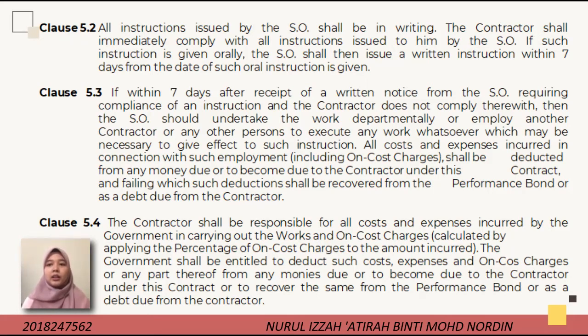All costs and expense incurred in connection with such employment, including on-cost charge, shall be deducted from any money due or to become due to the contractor under this contract, and failing which such deduction shall be recovered from the performance bond or as a debt due from the contractor. The contractor shall be responsible for all costs and expense incurred by the government in carrying out the works, and on-cost charge shall be calculated by applying the percentage of on-cost charge to the amount incurred. The government shall be entitled to deduct such costs, expense and on-cost charge or any part thereof from any monies due or to become due to the contractor under this contract, or to recover the same from the performance bond or as a debt due from the contractor.